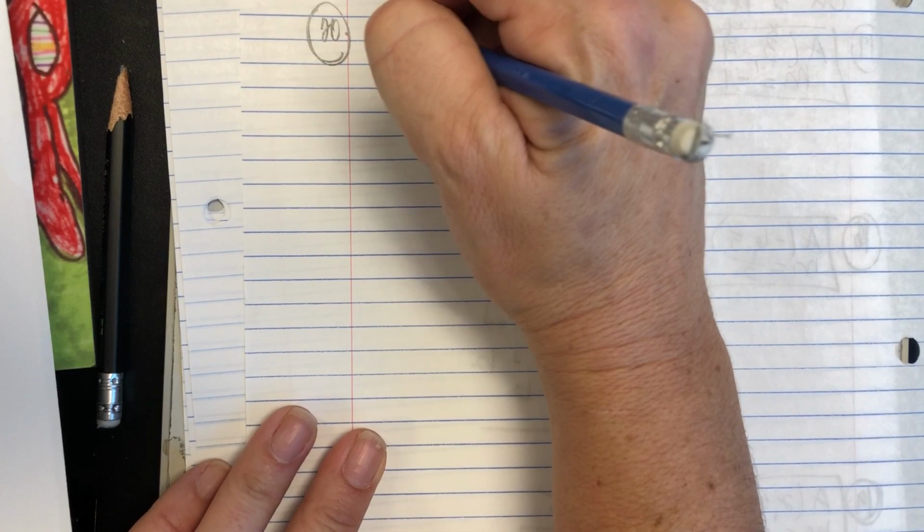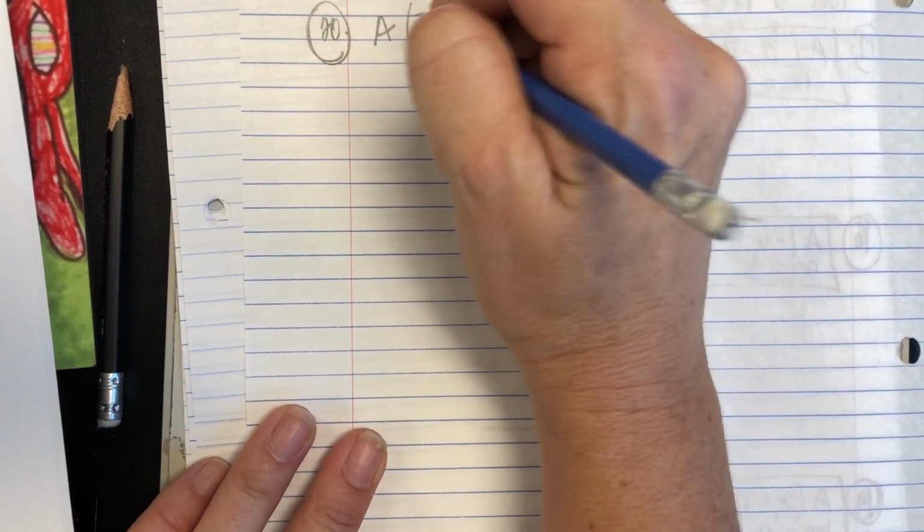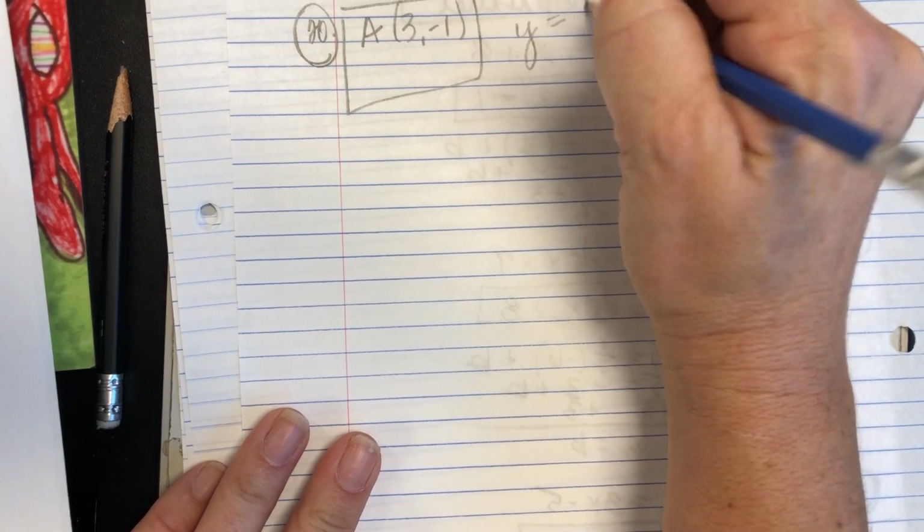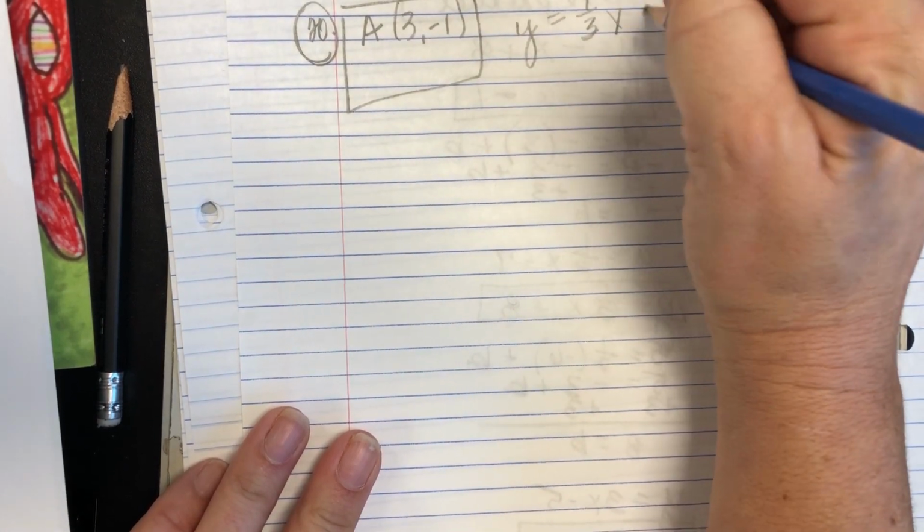Number 20, I'm given the point (3, -1). I have to write an equation that goes through that point parallel to y equals 1/3 x plus 10.